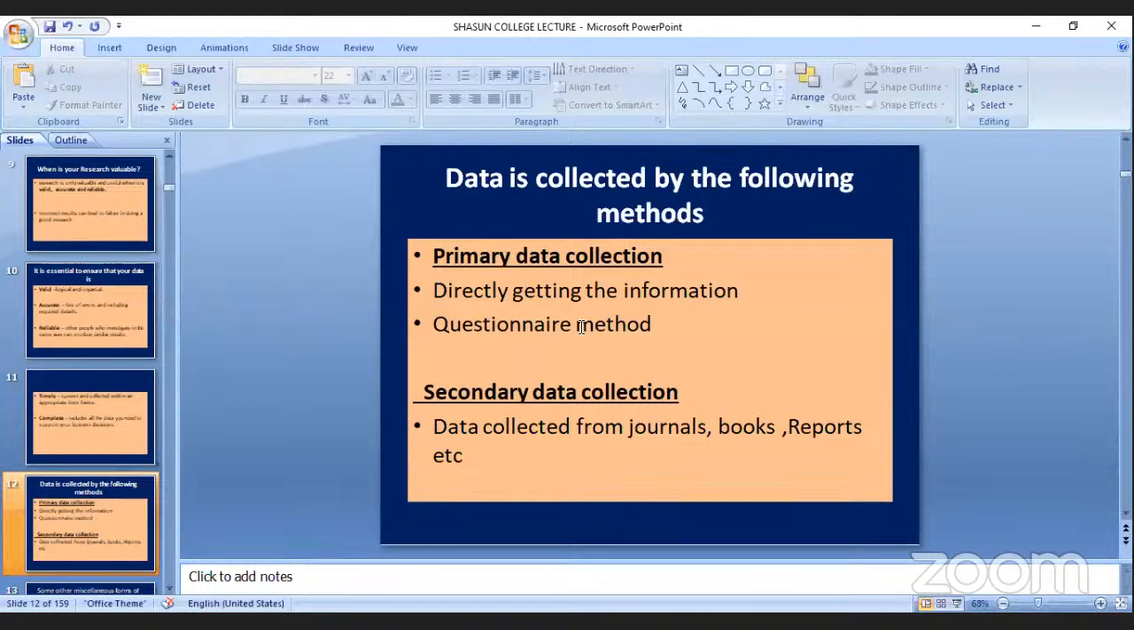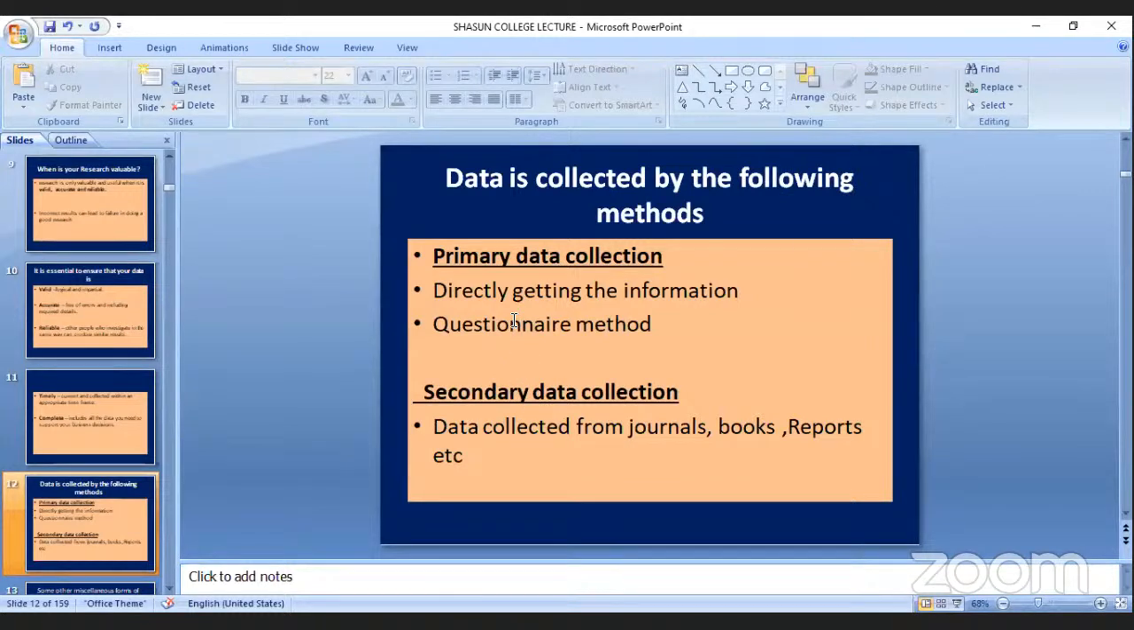So data is collected by the following methods. One is primary data collection, where directly you get the information. Secondary data is what you collect from journals, books, reports, various census reports, economic surveys, planning commission reports. Like this, you have several things. Now you even have websites also. So all this will come under your secondary data collection. So this is the difference.